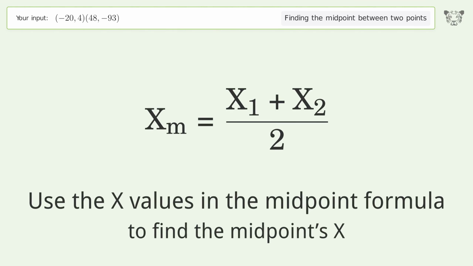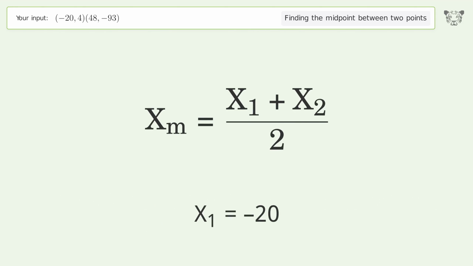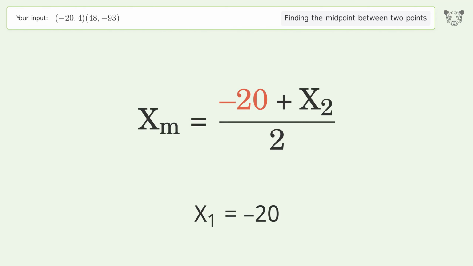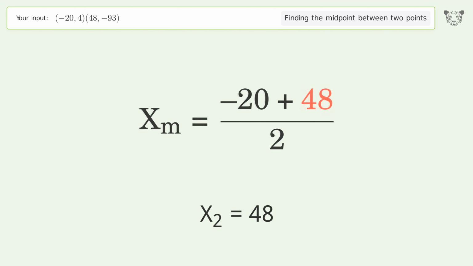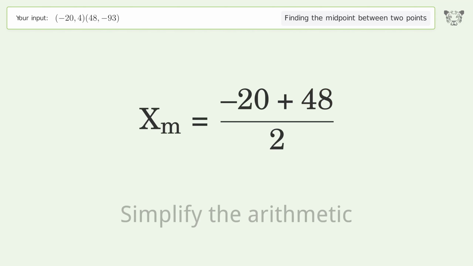Use the x values in the midpoint formula to find the midpoint's x. x1 equals negative 20. x2 equals 48. Simplify the arithmetic.